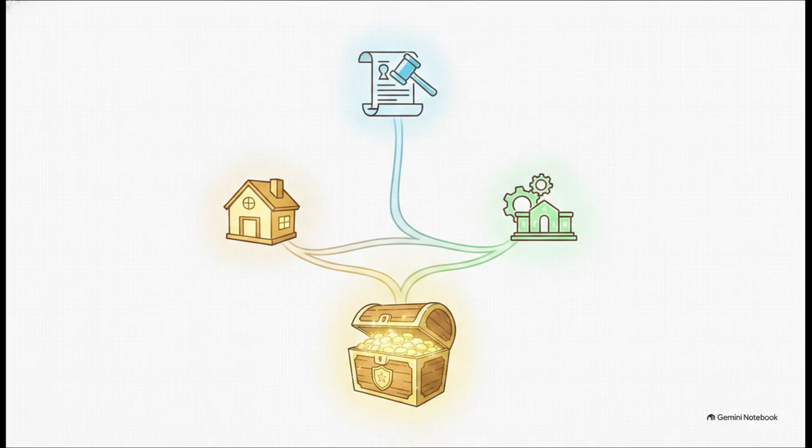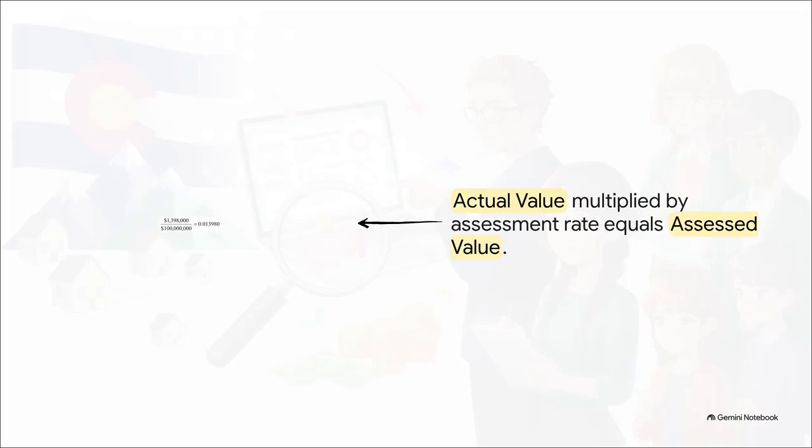Well, the actual value comes directly from the county assessor, and that's based on odd-year market valuations. The assessment rate is a percentage determined by the Colorado State Legislature. And finally, that mill levy, which is basically the tax rate, is set by local taxing entities like your fire departments and schools in the fall of each year. Let's look at how this initial math actually works in practice.